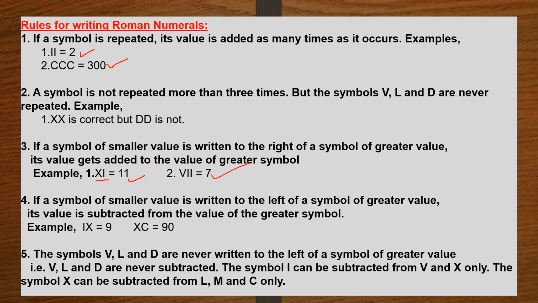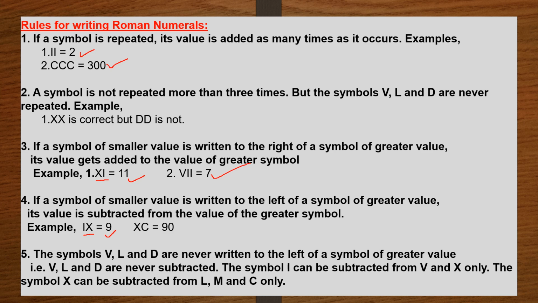Next rule. If a symbol of smaller value is written to the left of a symbol of greater value, its value is subtracted from the value of the greater symbol. See, in this example, I is on the left of X. So, if a smaller number is at the left of a greater number, then the value gets subtracted. X is 10 and I is 1. So, the value is 10 minus 1, which is equal to 9.